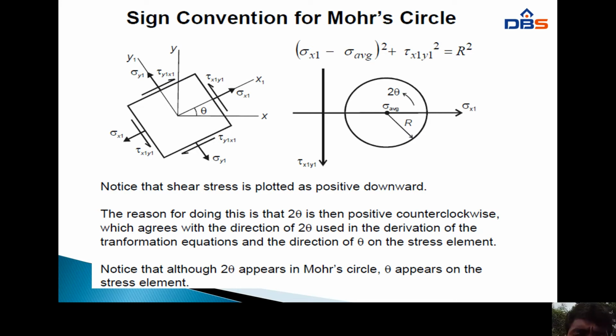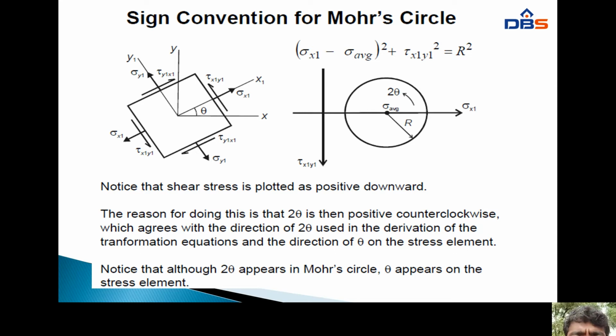Next, the shear stresses are plotted in the positive direction, that is the rightward direction. On the x-axis and y-axis, rightward is positive and leftward is negative. Then the rotation for 2 theta is positive counterclockwise, which agrees with the direction of 2 theta used in the derivation of the transformation equations and the directions of theta on the stress element.